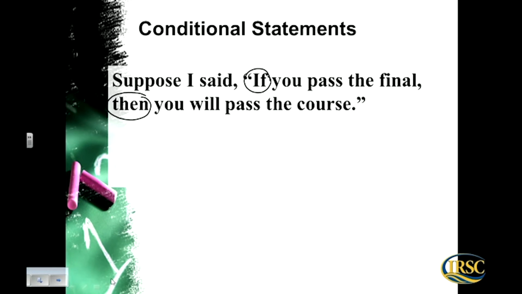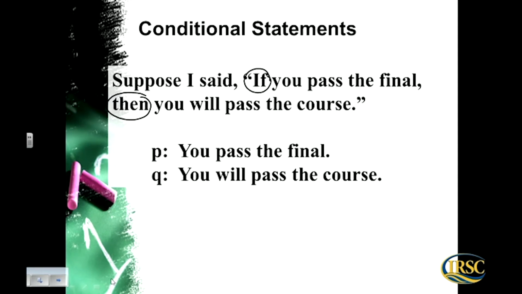Two, good. The first one would be, you pass the final, and the second one, you will pass the course. Since there are two simple statements, there's four possible things that could happen here. So there's your P, and there's your Q.